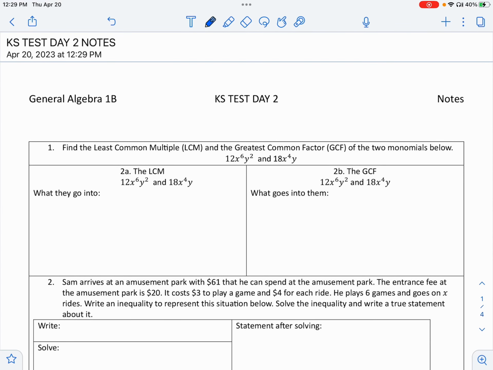Welcome to the second day of review for our Keystone test. Now, this is still being pulled, just so you know, from Module 1 of a practice test. It's just the second half of Module 1. I thought it'd be too much to do any more. Yesterday, when I was going over things with students, I did notice that there was some confusion with least common multiples. So I put this one in here again for you.